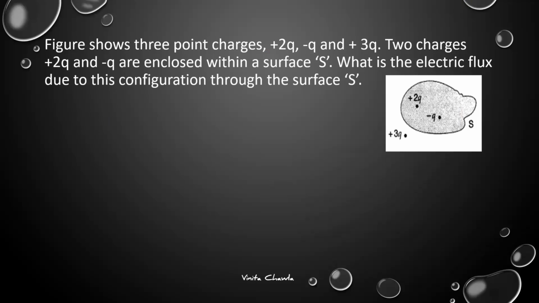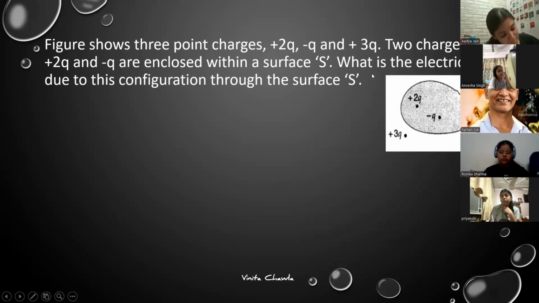So in this question we have, you can see, a closed figure and there are 3 point charges, plus 2q, minus q and plus 3q. Two charges are inside the closed surface S. They are enclosed within the surface S. What is the electric flux due to this configuration through the surface S? How will we find the electric flux? Does this plus 3q charge contribute in the electric flux?